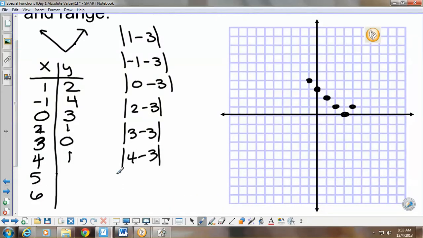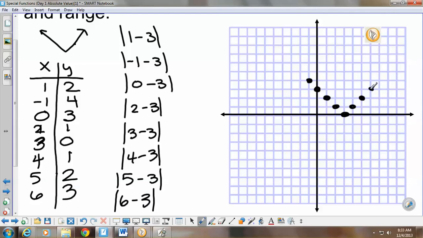If we substitute 5 in, we have the absolute value of 5 minus 3. 5 minus 3 is 2, and the absolute value of 2? 2. So we have 5, 2. Substitute 6 in. 6 minus 3, absolute value of 6 minus 3 is 3. The absolute value of 3 is 3.